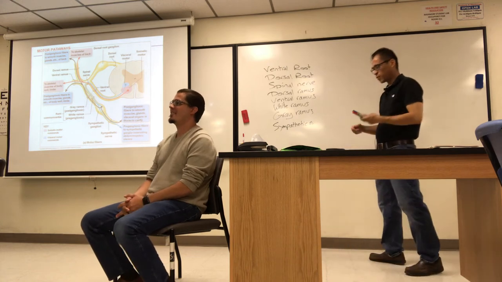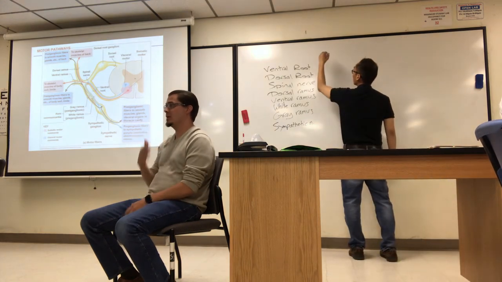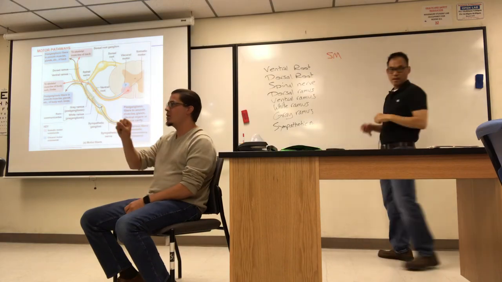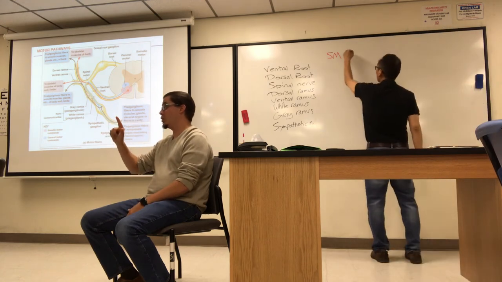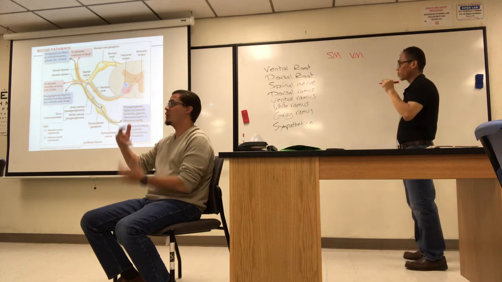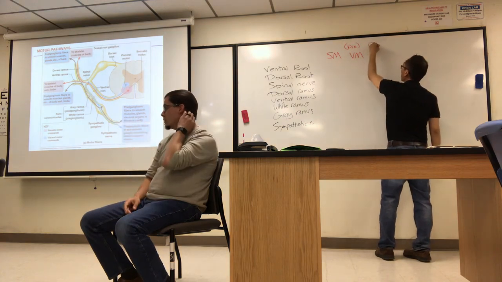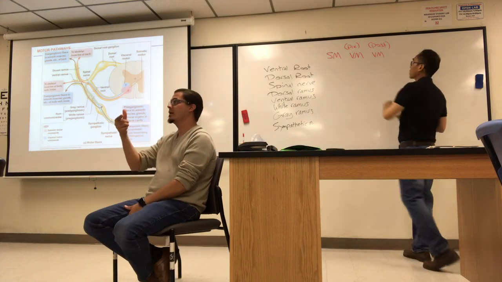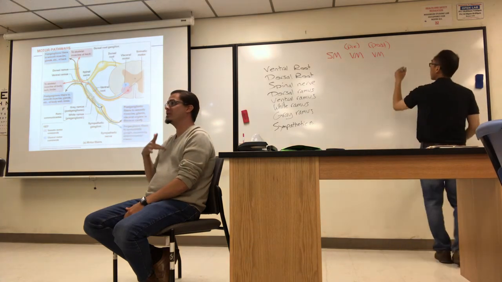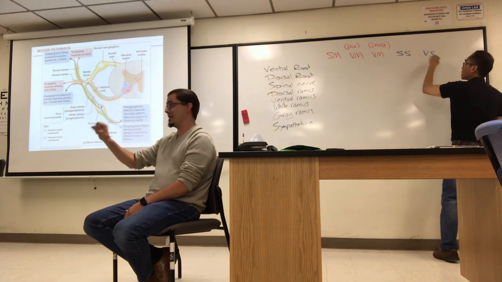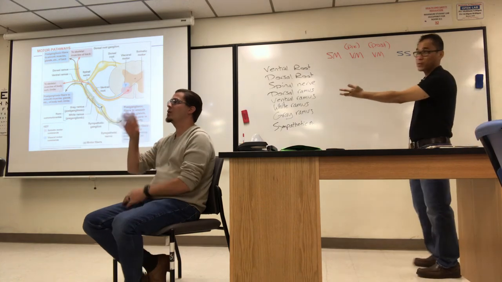So I'll use red and blue for motor and sensory. However, there's somatic motor, SM, but there's also visceral motor, VM. And there's also a visceral motor, there's a preganglionic cell and a postganglionic cell. Pre, post, visceral motor. And then there's somatic sensory and visceral sensory. So SS or VS. So somatic motor basically, but in different kinds. And so that's everything that they're showing you here.